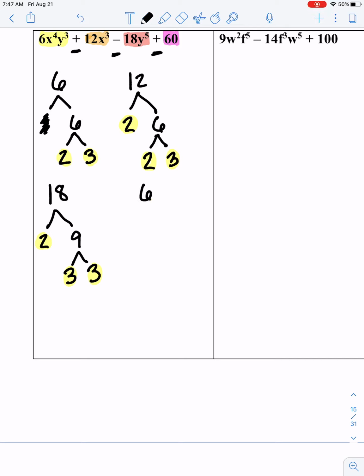And then I have 60. Again, it's an even number, so it's divisible by 2. 2 times 30. 30 is even, so it's also divisible by 2. 2 is prime. 15, 1 and 5 add up to 6, so that tells me it's divisible by 3. Then 3 times 5 is 15. 3 is only divisible by 1 and itself, so it's prime. 5 is only divisible by 1 and itself, so it's prime.